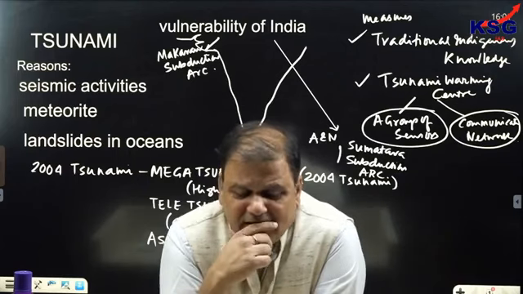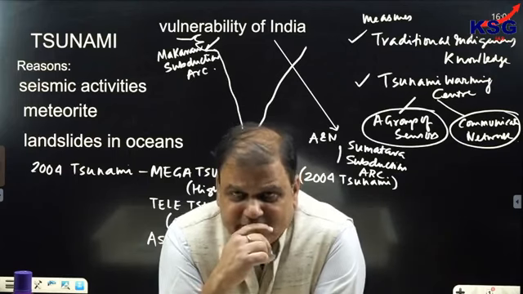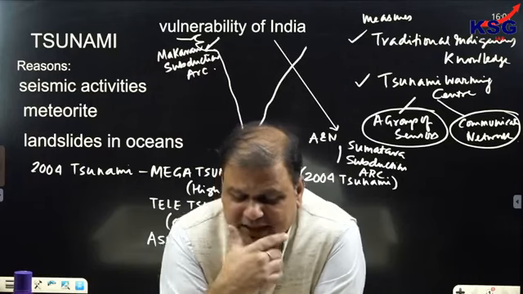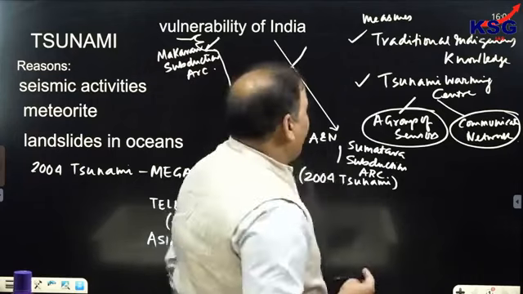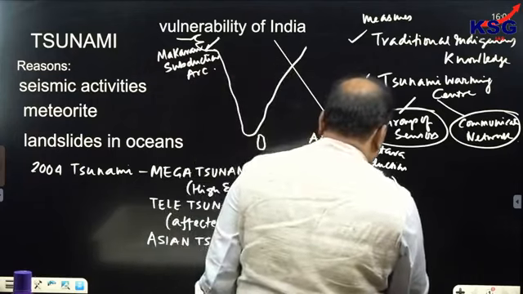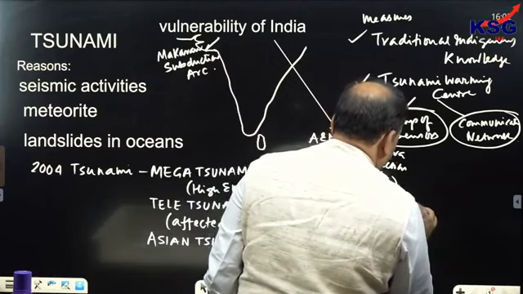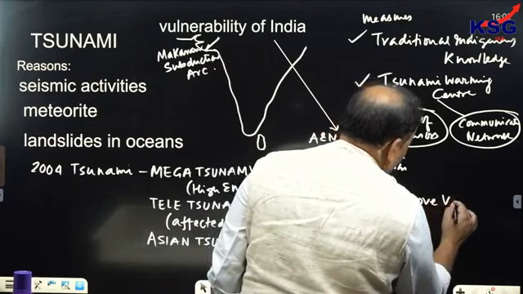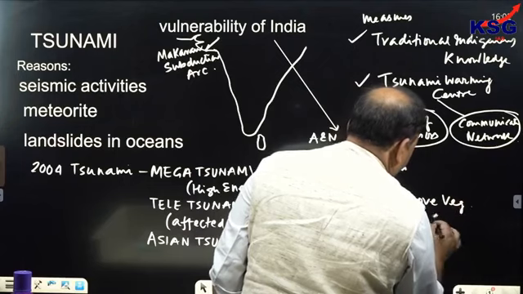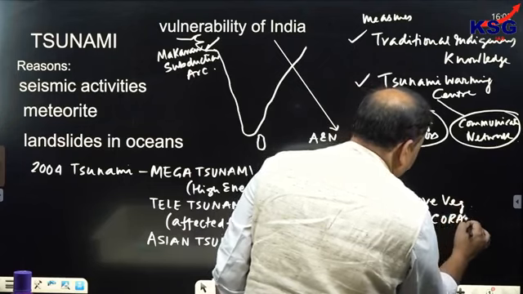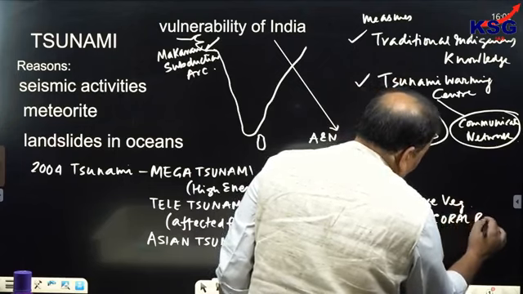It can be done, and this should be one measure. Third measure is what? Mangrove vegetation and coral reefs should be properly maintained.